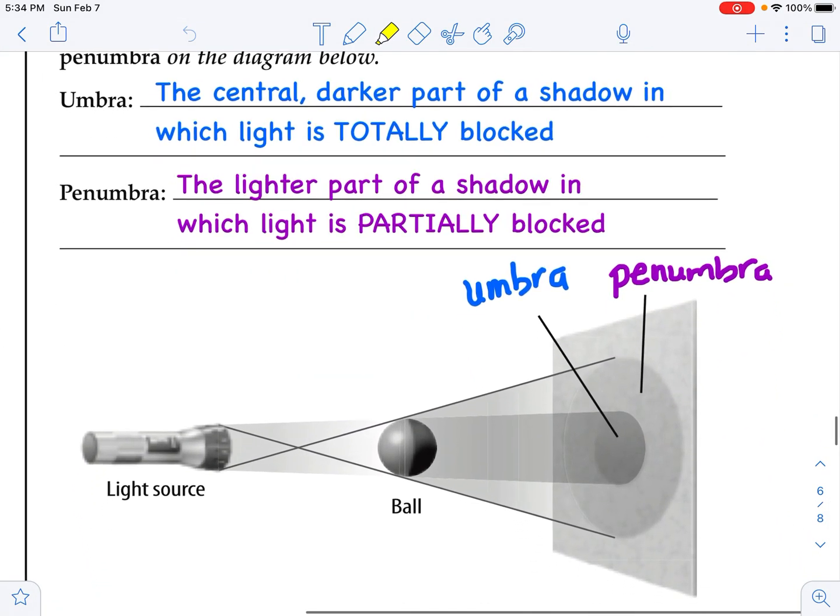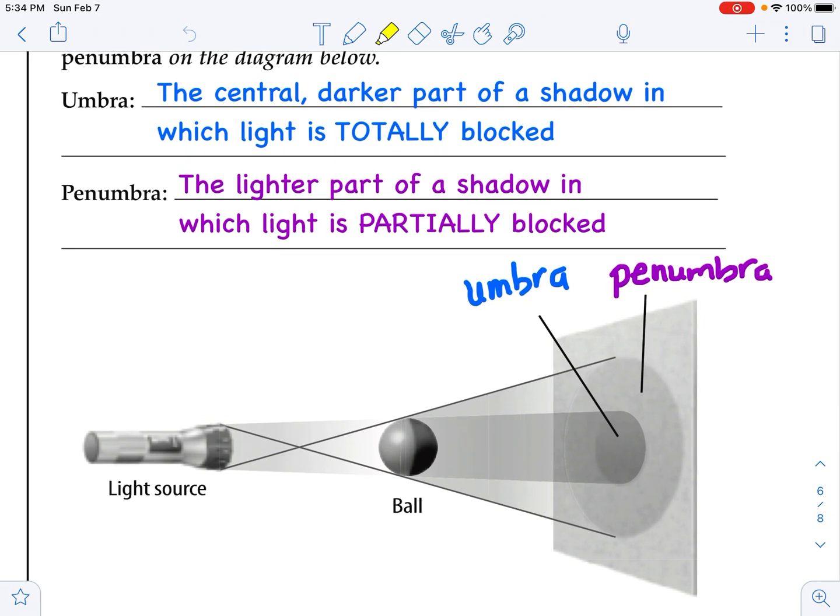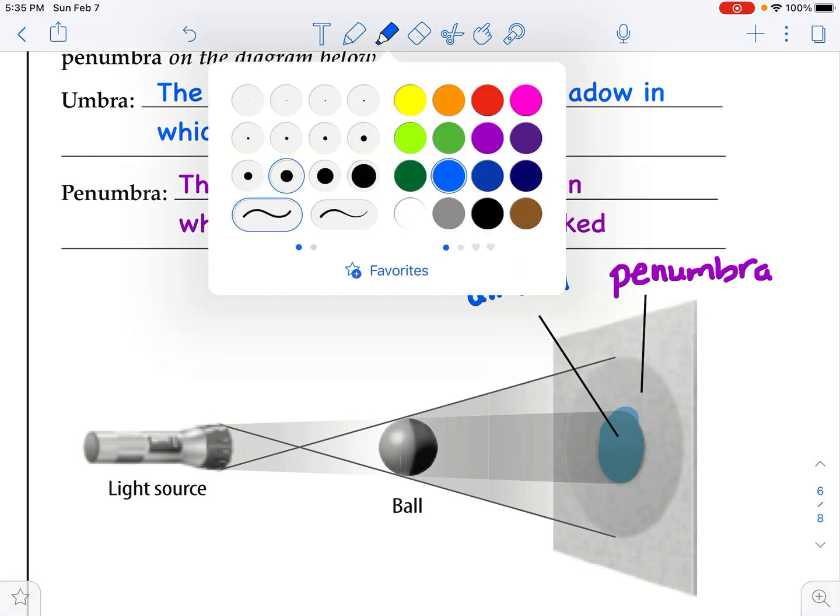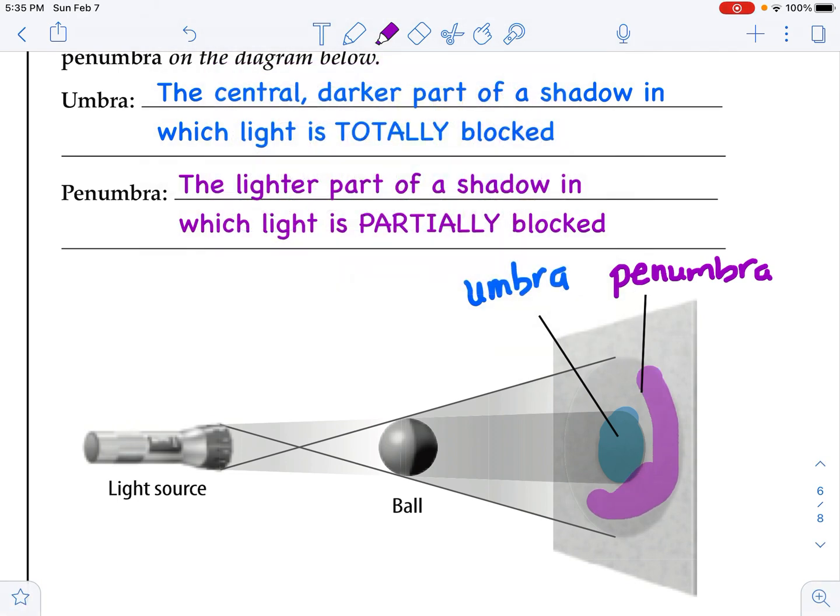All right, so when we look at the light source, we have a ball and we have a flashlight. So it is casting two parts on a shadow. So the darker part right here, that is the umbra, the darker part of that shadow. And then the penumbra would be our lighter part of our shadow, like so, okay? So that is going to come into play when we talk about eclipses, all right? So make sure you have this filled in.